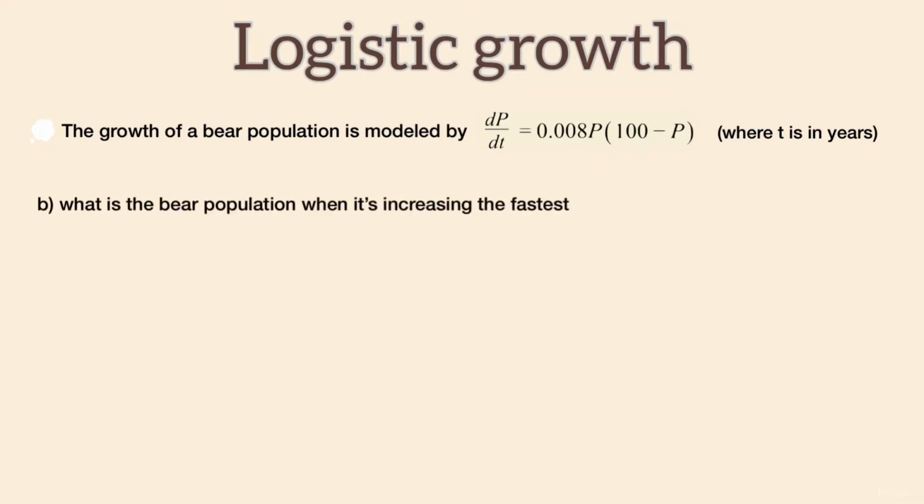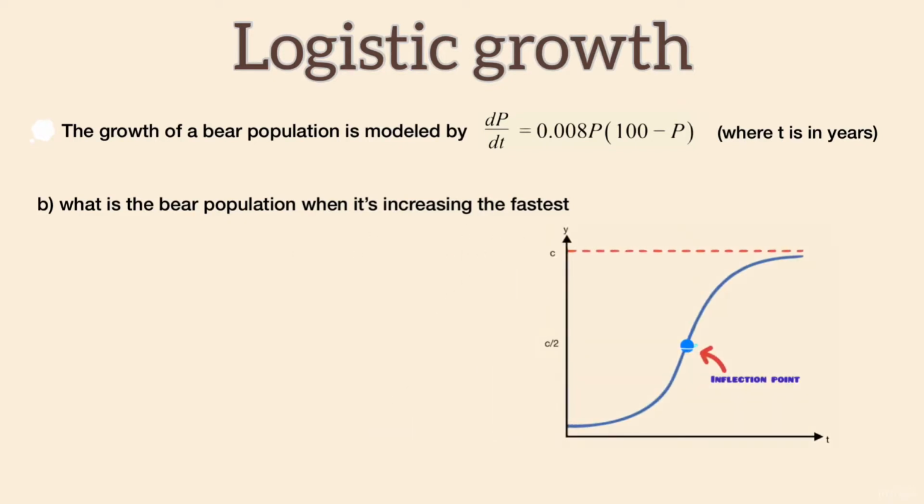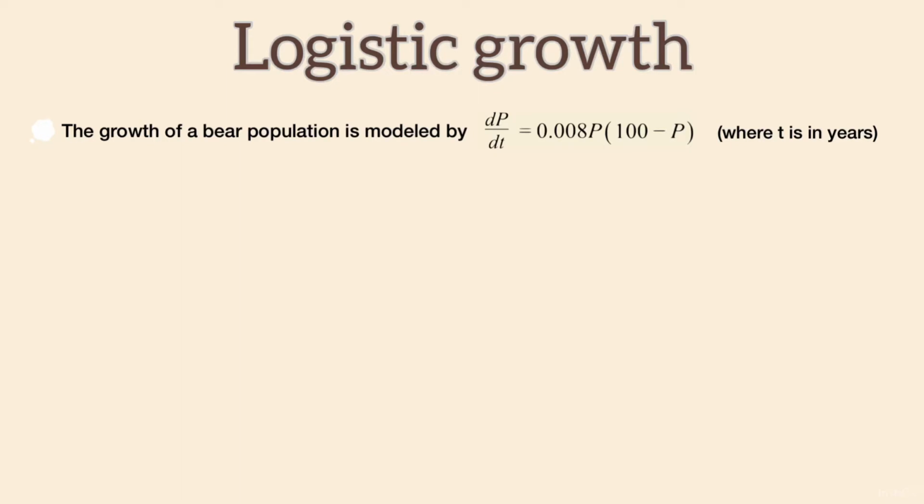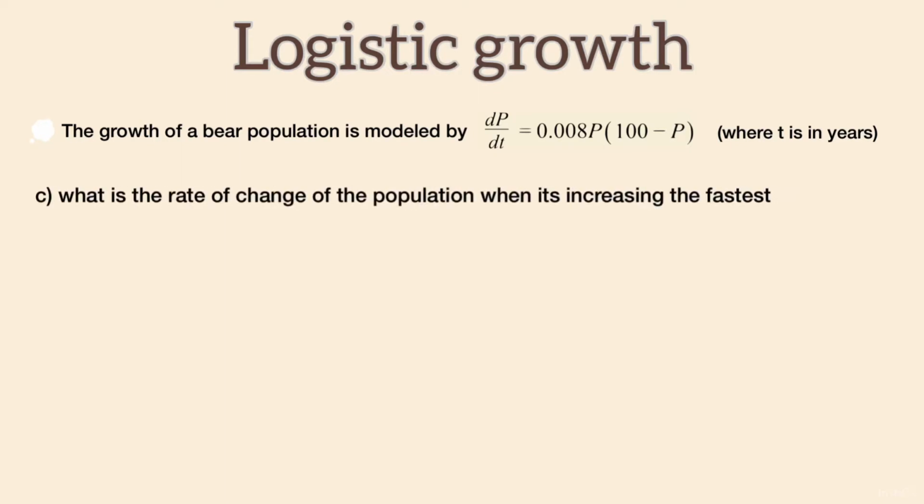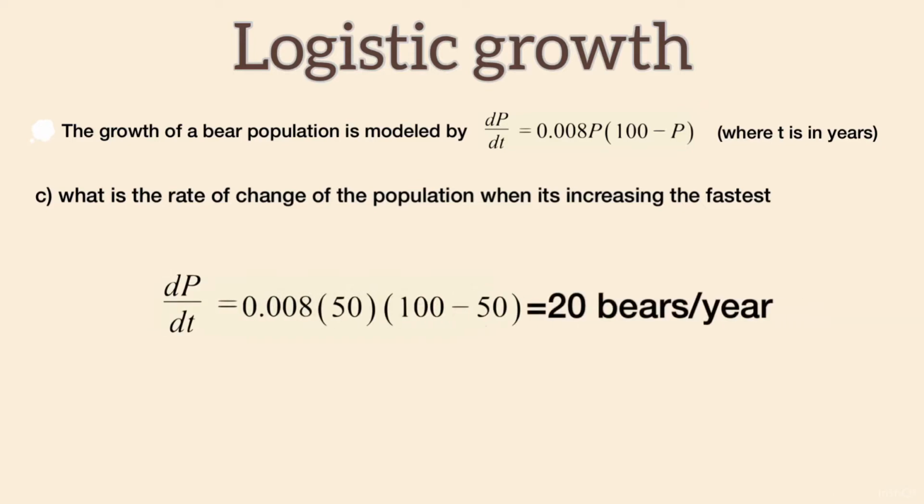B. What is the bear population when it's increasing the fastest? The derivative of the derivative equals 0, so the inflection point is at c/2 as we stated before, which is half of the carrying capacity, which is 50 bears. C. What is the rate of change of the population when it's increasing the fastest? We have the equation of the rate of change, replace P by the number we got in part B, and we get 20 bears per year.